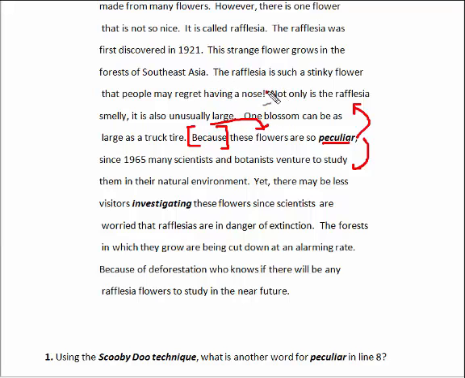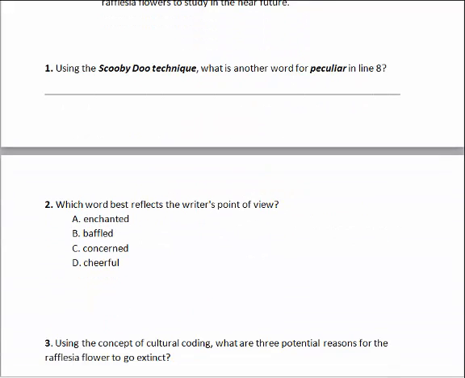It says not only is the Rasphelia smelly, it's also unusually large. This is a descriptive word, and these words are going to say the same concept here. So unusually large is peculiar. So if we come over here and look for a Scooby-Doo for that: unusual, peculiar, odd, different, wacky, zany, anything that's going to suggest that it's different. That would be a correct answer for problem number 1.